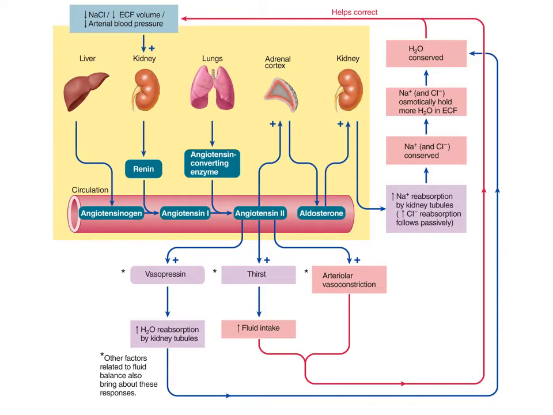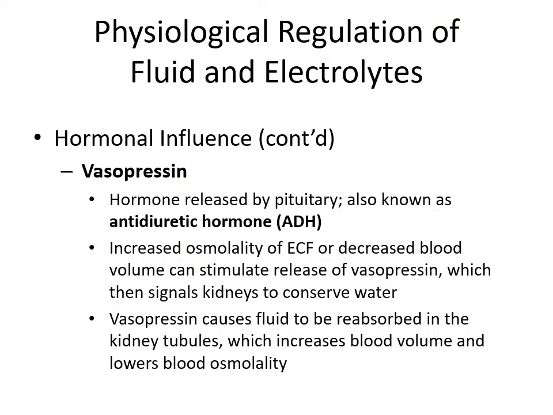So here you can see a visual example where, again, we're looking at the management of blood pressure and fluid regulation, and this system's goal is to pull fluid back into the blood vessels to increase the pressure. Now you also saw on that diagram vasopressin. So vasopressin is a hormone released by the pituitary, also known as antidiuretic hormone.